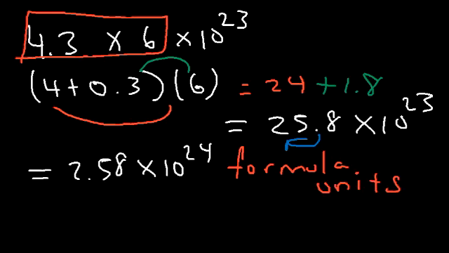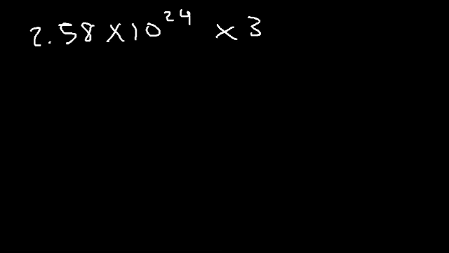So now let's find the number of chloride ions. So we know we've got to multiply this by 3. So what is 2.58 times 10 to the 24 times 3? So let's multiply these two numbers.